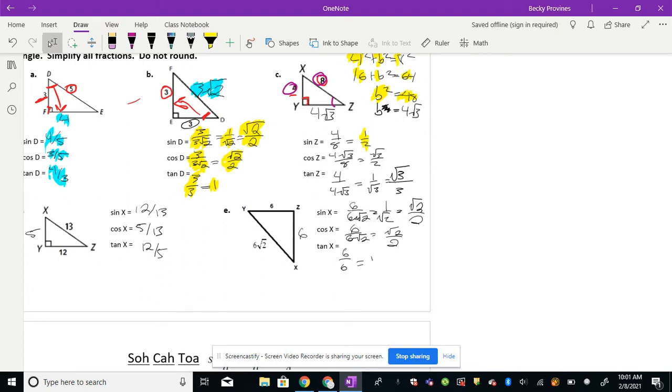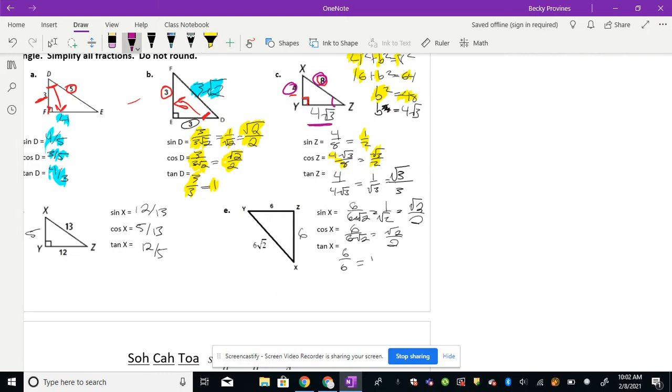Now we've got the cosine of Z. So the side adjacent to Z is going to be 4 root 3, and that is going to go over 8, which is the hypotenuse. So first things first, we can simplify the 4 and the 8. If we divide both of those by 4, the numerator is just left as 1, so we won't write anything. Denominator, we divide 8 by 4, we get 2. So we are left with root 3 over 2.